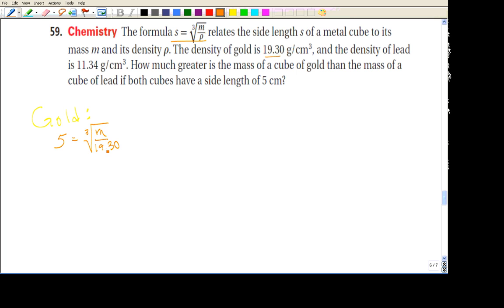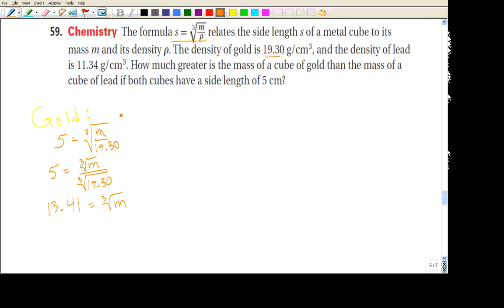Okay, so if we're solving for this, I'm going to split this into two separate cube roots. So I have 5 equals the cube root of m over the cube root of 19.30. So I multiply both sides by the cube root of 19.30. I'll get 13.41 equals the cube root of m.